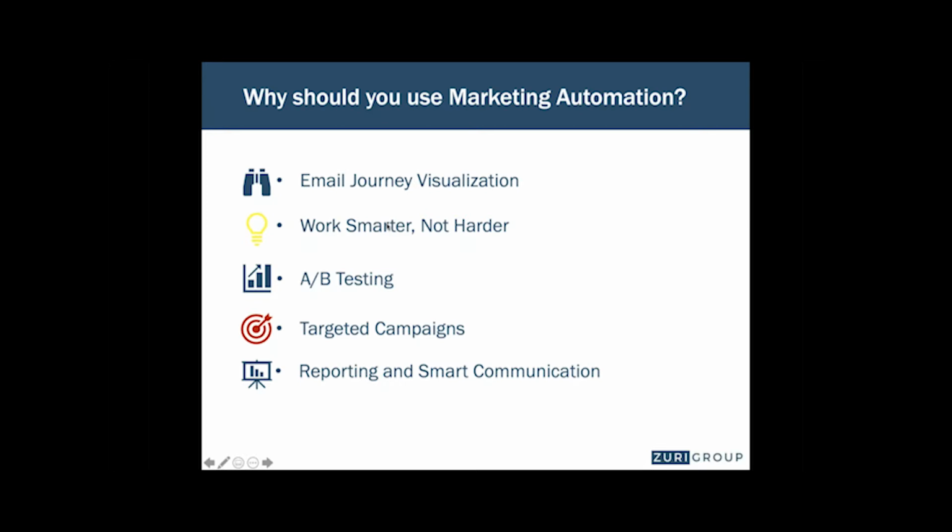And then lastly, reporting and smart communications, because with marketing automation, you get real-time, very accurate reporting on the success of your tools and of your communication. From there, you can really hone in on what's working best, what maybe you want to see more. It kind of makes you an email expert without being an email expert, which is a tool that I love personally.